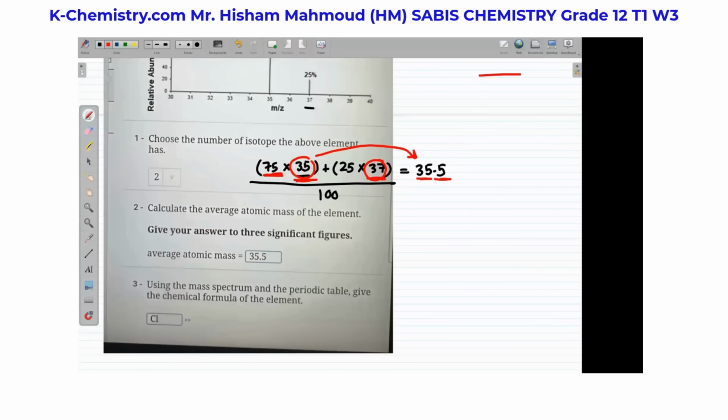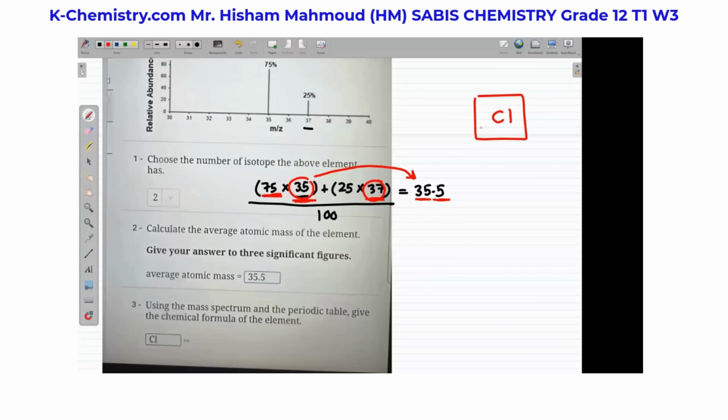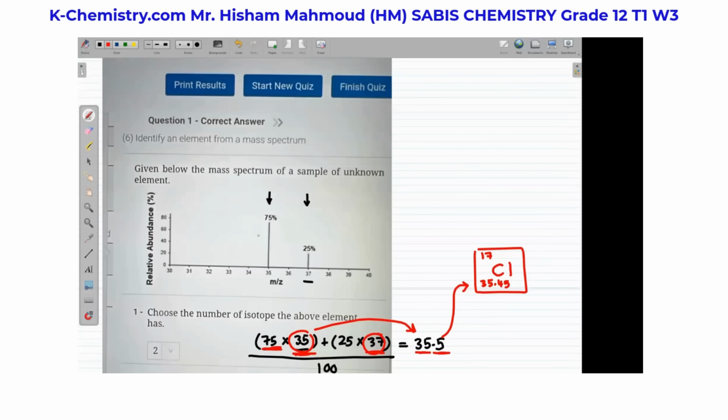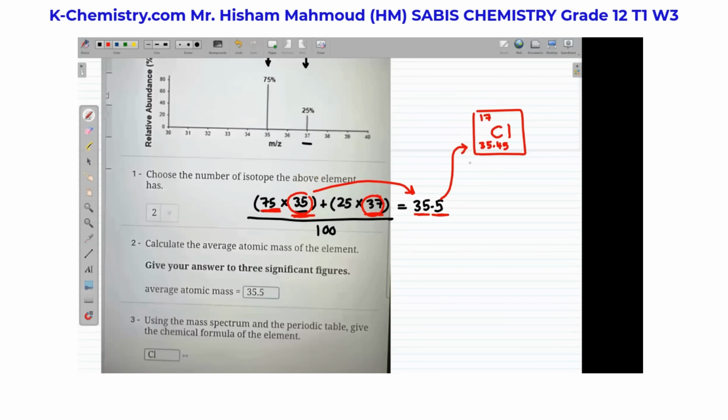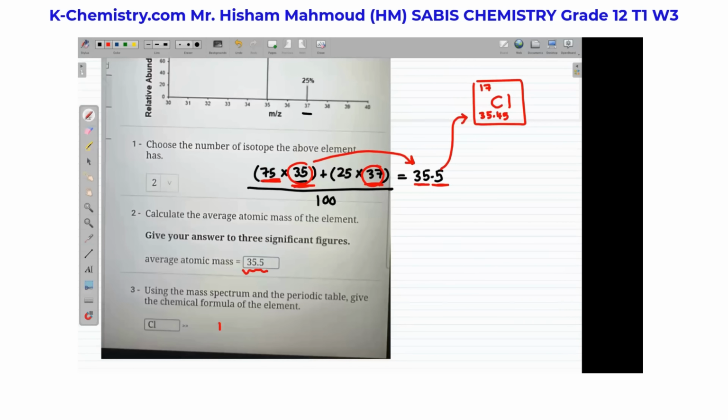And this is the number that you will see in the periodic table. If you check chlorine, you will see the mass is 35.45 or close to that. And that's why this is the mass of the element. Using the mass spectrum and the periodic table gives the chemical formula. Of course, I will go and look in the periodic table, and keep checking the numbers. I will look by the mass number for sure. The mass which is closest is chlorine's, 35.5. Now let's go to question number 2.